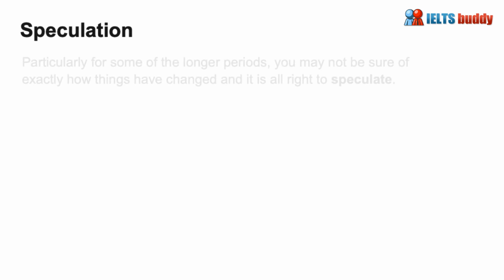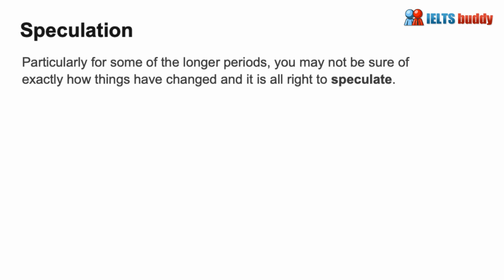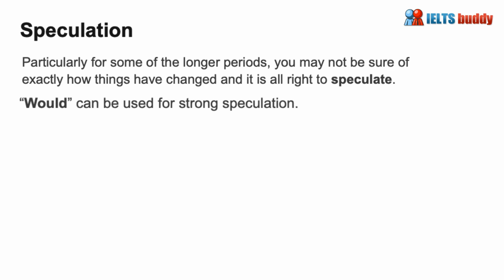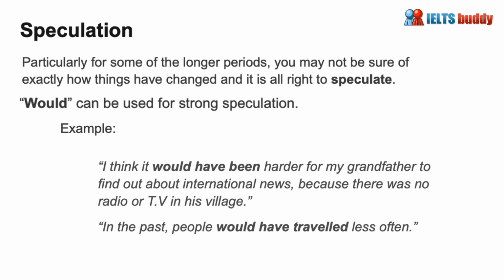We can also use speculation. Particularly for some of the longer periods or a long time ago, you might not be sure of exactly how things have changed, so it's okay to speculate. Would can be used for strong speculation, that's if you're quite sure of what the situation was like in the past. For example, I think it would have been harder for my grandfather to find out about international news because there was no radio or TV in his village. In the past, people would have travelled less often. In these cases, you're fairly certain these are true.